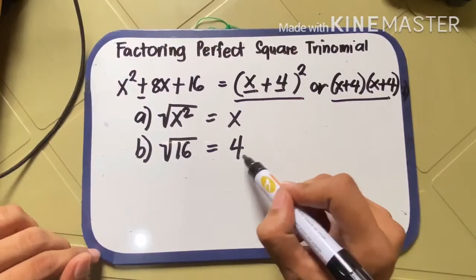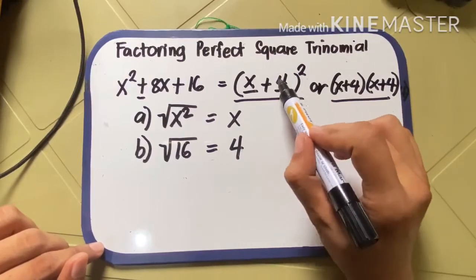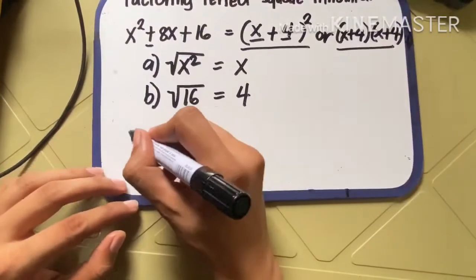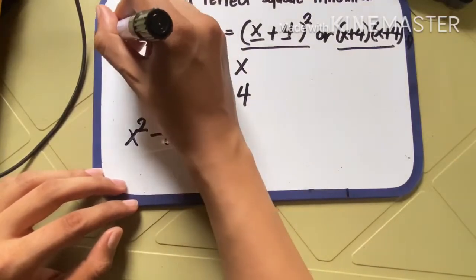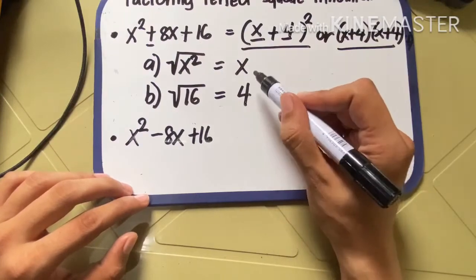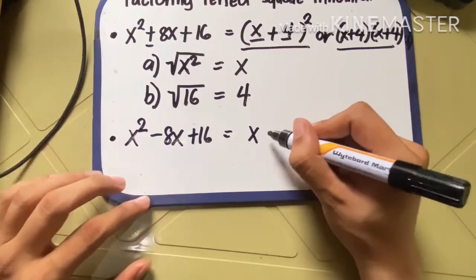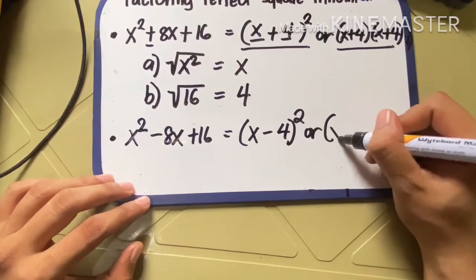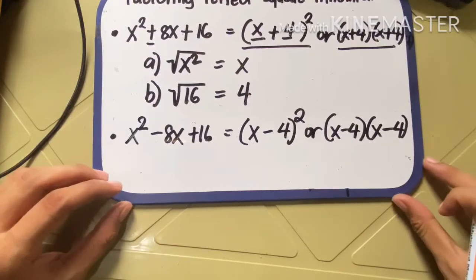We didn't include the negative 4 because it will change the answer. If you write negative 4, this will become x minus 4. So just write the positive. Now, if you are given x squared minus 8x plus 16, it is still a perfect square trinomial with the same solution, but this time, since this is minus, you write the quantity of x minus 4 squared, or x minus 4 times x minus 4.